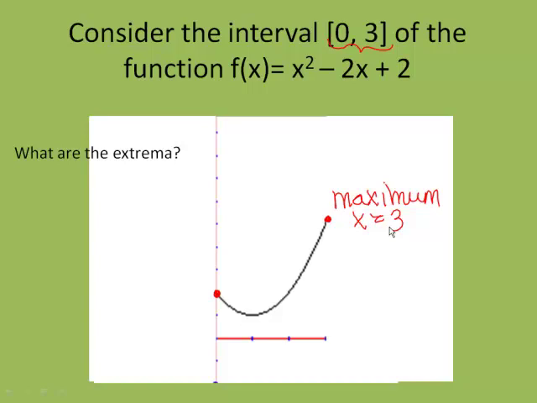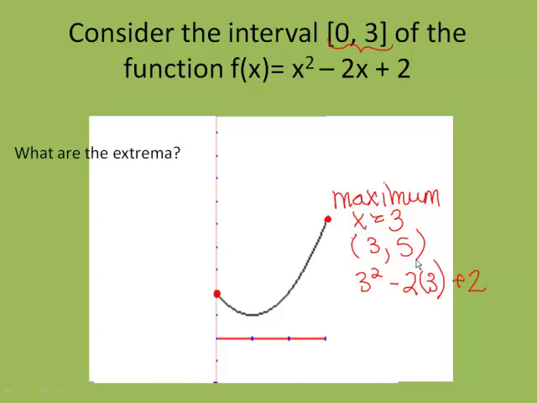So you can actually specify that point. It's going to be 3 comma, by plugging it into our equation: 3 squared minus 2 times 3 plus 2. So what do we got there? We have 9 minus 6 plus 2 is 5. And you can kind of see that visually too on the graph.